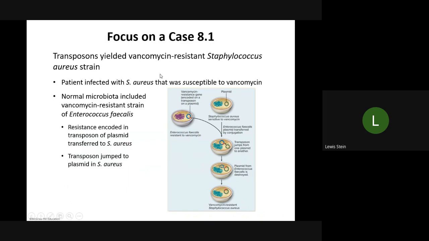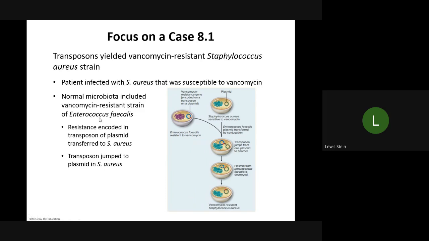Now, here's one. Transposons. This is the classic example. If you think MRSA is bad, for years we had one drug that was a drug of last resort for staphylococcal infections. It clobbers gram positives. It doesn't even work orally. They used to use it orally, and this is why they stopped. It's called vancomycin. So a patient was infected with Staph aureus that was susceptible, as nearly all of them were. Their normal microbiota included a vancomycin-resistant strain of Enterococcus.